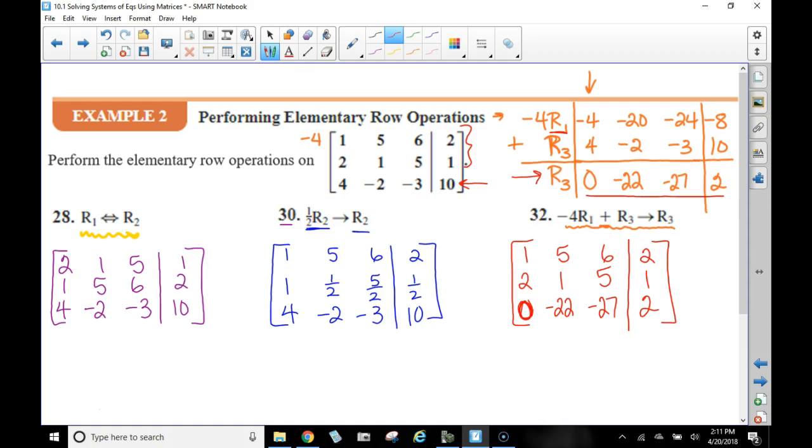So remember these 3 elementary row operations. These are your moves when working with these matrices. Interchanging, multiplying one row by a non-zero constant, and adding a multiple of one row to another row to get another row.